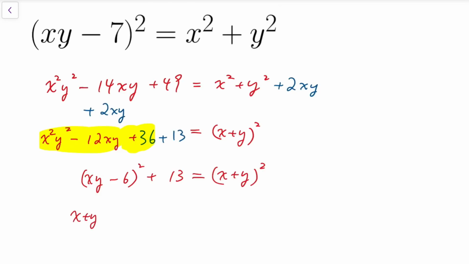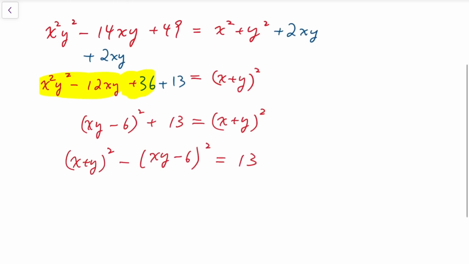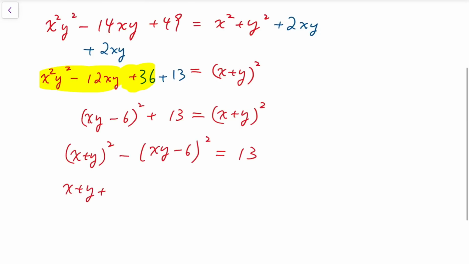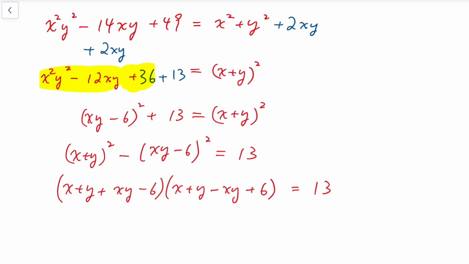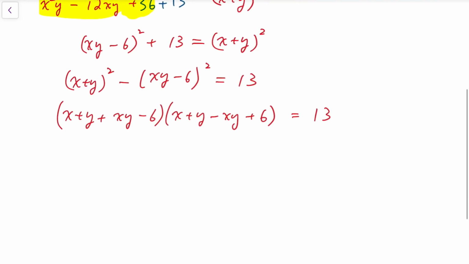So that (x + y)² - (xy - 6)² = 13. Then we can factorize into sums and differences of these two expressions. And the product is 13, a prime number. Now since x and y have to be integers, that means both parts of the product on the left are integers, and the product is a prime. So then there are only very few possibilities.